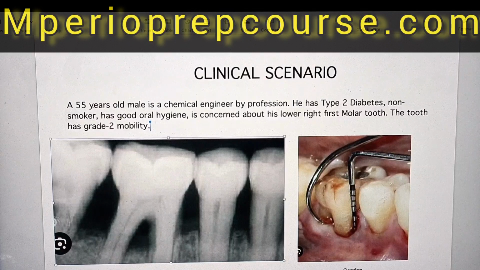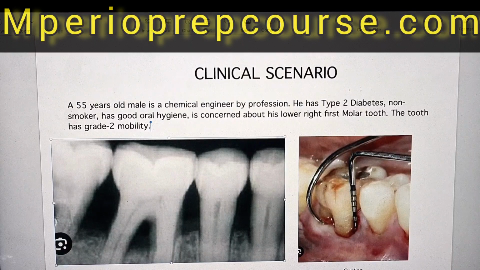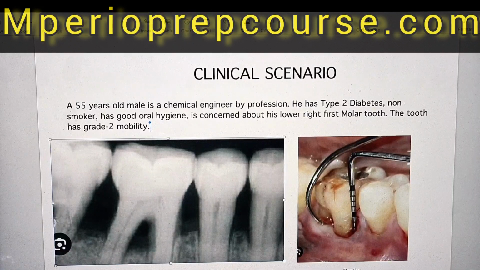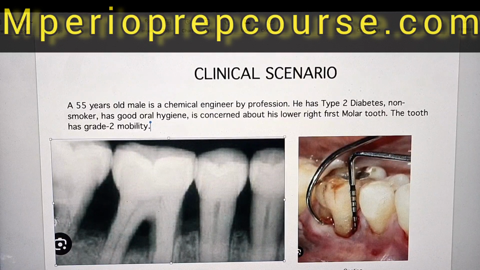Okay. And what do you think, what will be the prognosis of this tooth? Prognosis in terms of, can you please repeat? What will be the prognosis of this tooth? Well, because it has mobility, the prognosis will be poor, or rather, I would like to say not poor, but it will be questionable. So you said questionable, right? Yes. Why is it questionable? Why are you saying this?